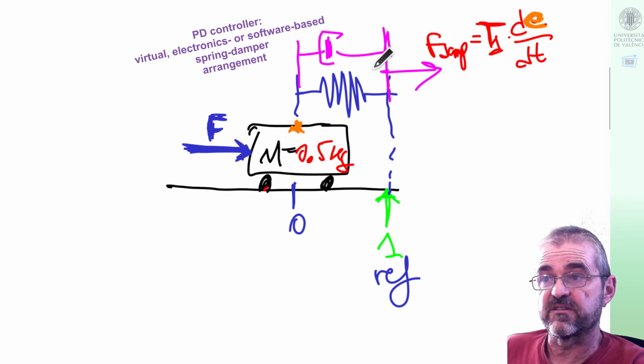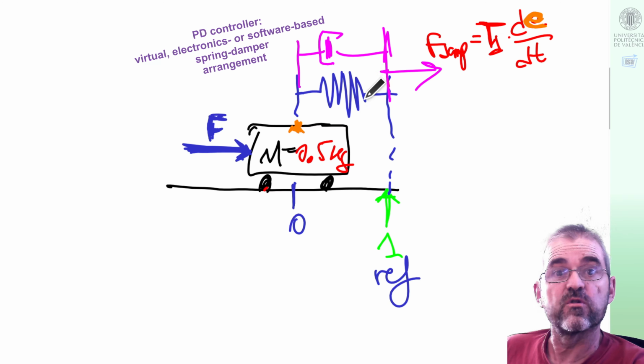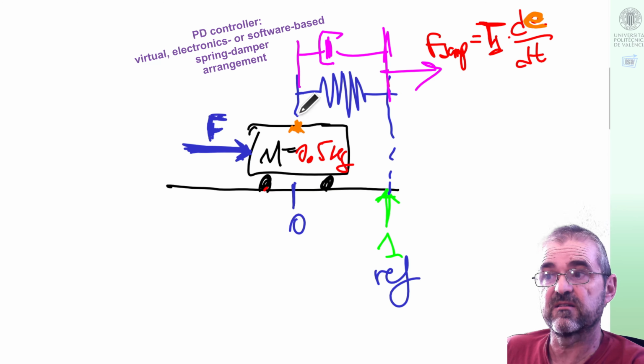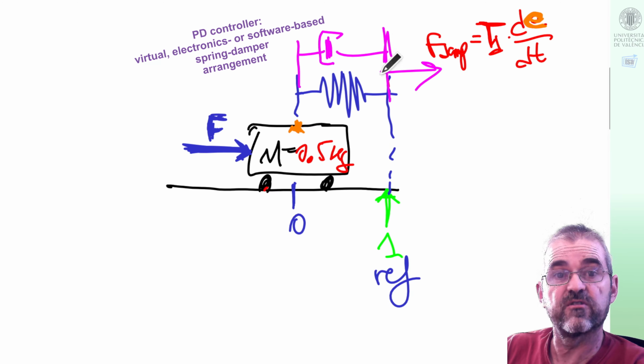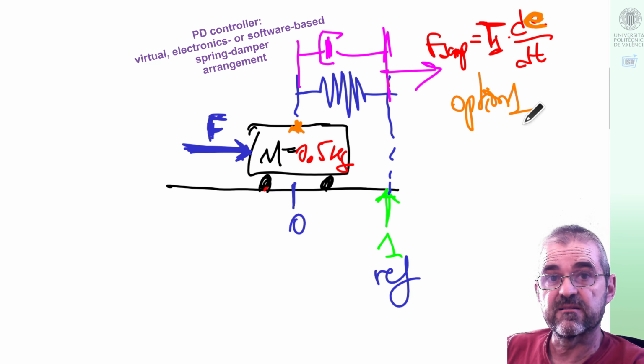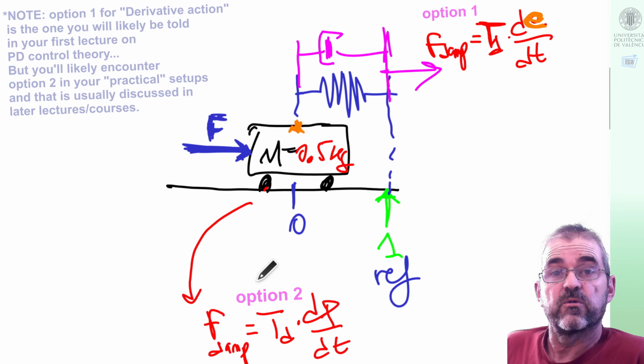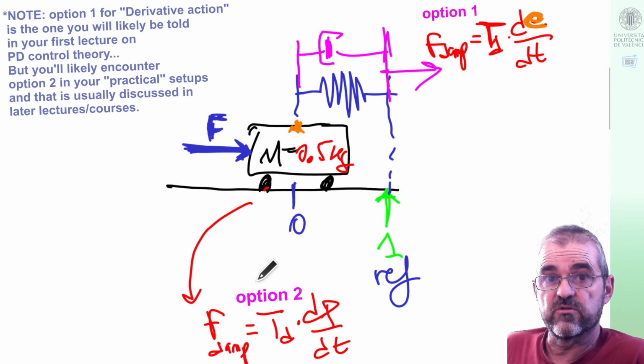Then, for instance, if I add this damping, the force of the damper will be a constant that in control jargon is called T sub D times the relative speed between the two ends of the damper, which is the derivative of the error, the difference between set point and actual position. So this is the first option of inserting damping by my software. The second option would be inserting rolling damping.